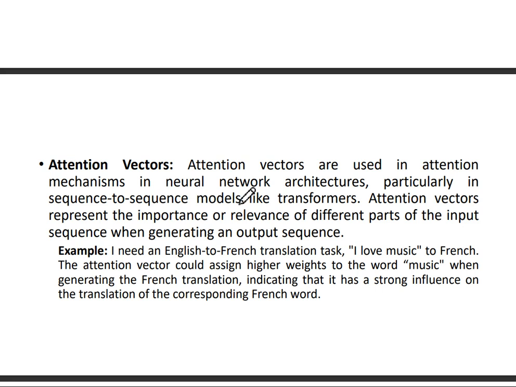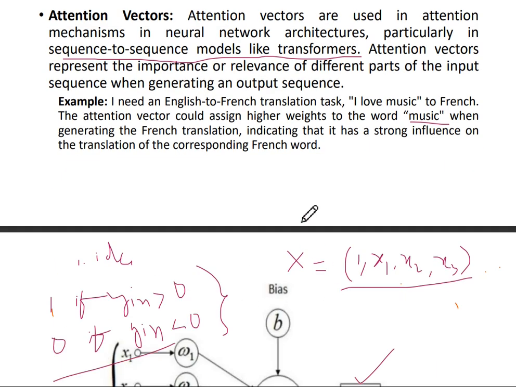And finally we have attention vectors. This attention vector will be useful in sequence to sequence models, like in natural language processing, LSTM, RNN, recurrent neural networks. Take an English to French translation task: I love music, translated to French. The attention vector would assign higher weights to music, so when generating the French translation, it shows a strong influence on the translation of the corresponding French word.